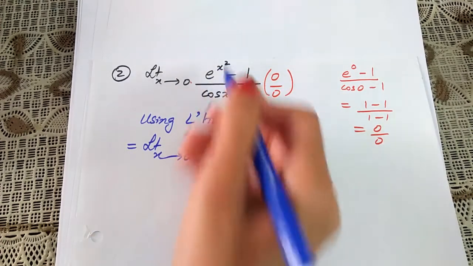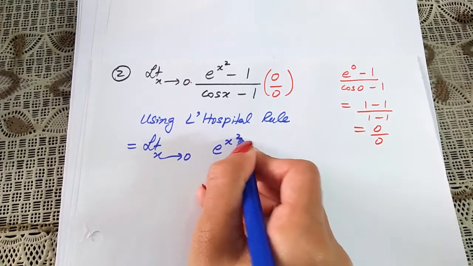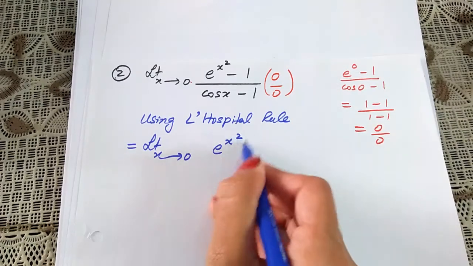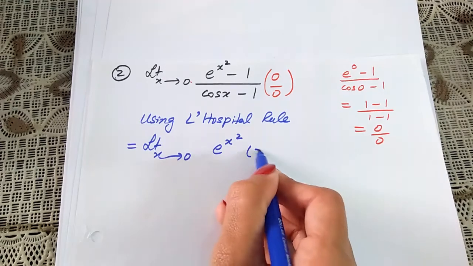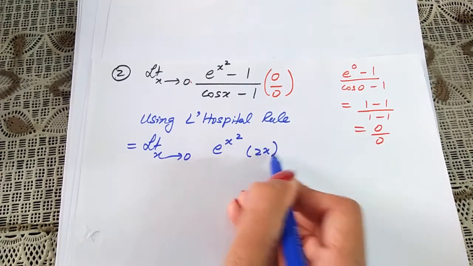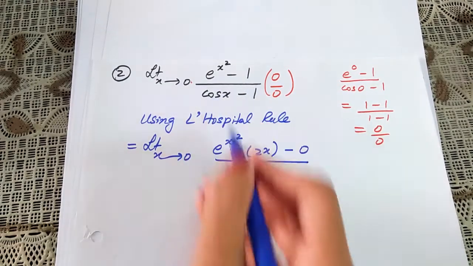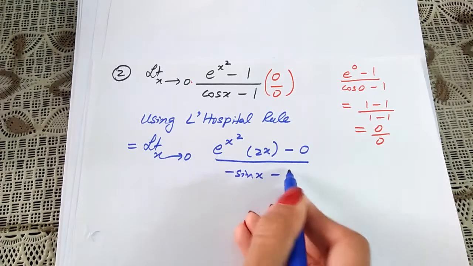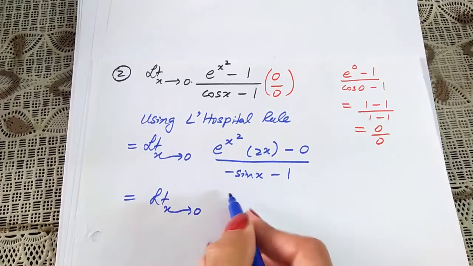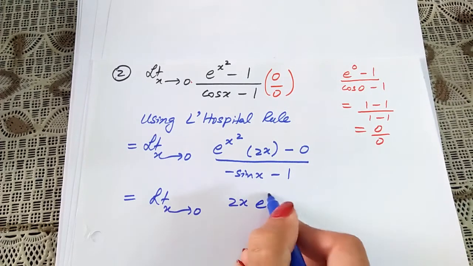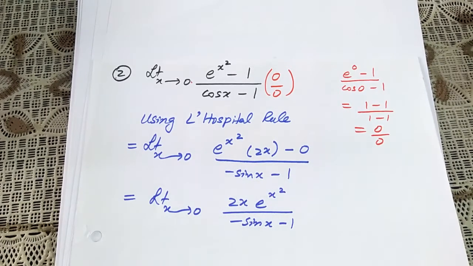e raised to power x square. The differentiation of e raised to power any function is the same as it is, and then we have to take the derivative of this power. Derivative of this power x square is basically equal to 2x. Minus derivative of 1 is 0, divided by derivative of cos x, which will be minus sin of x minus 1. We got limit x approaches to 0, 2x e raised to power x square over minus sin of x minus 1.